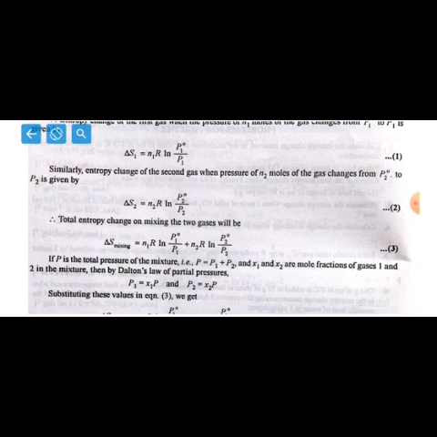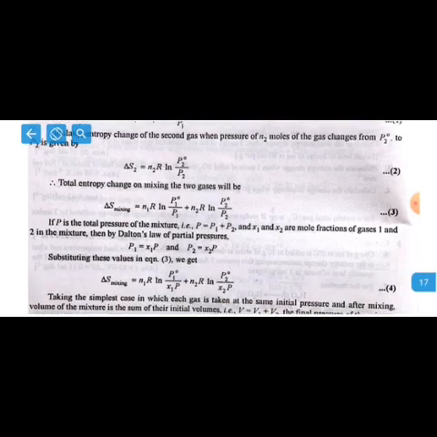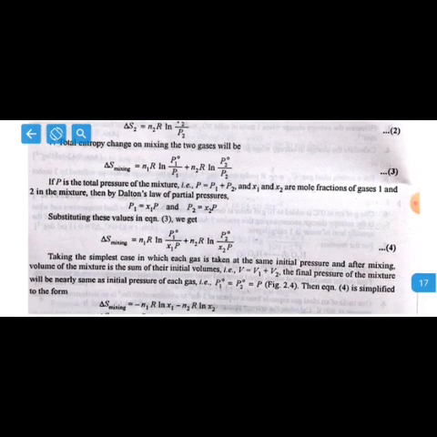If P is the total pressure of the mixture, that is P equals P1 plus P2, and X1 and X2 are the mole fractions of gas 1 and 2 in the mixture, then by Dalton's law of partial pressure, P1 is equal to x1P and P2 is equal to x2P. Substituting this value in equation 3, we get delta S mixing is equal to N1R ln of P1 naught divided by x1P plus N2R ln of P2 naught divided by x2P, that is equation 4.